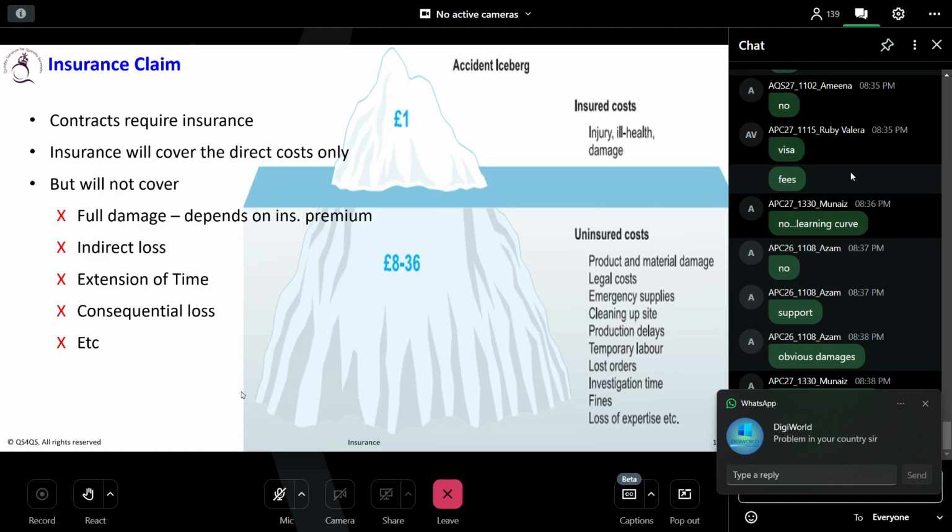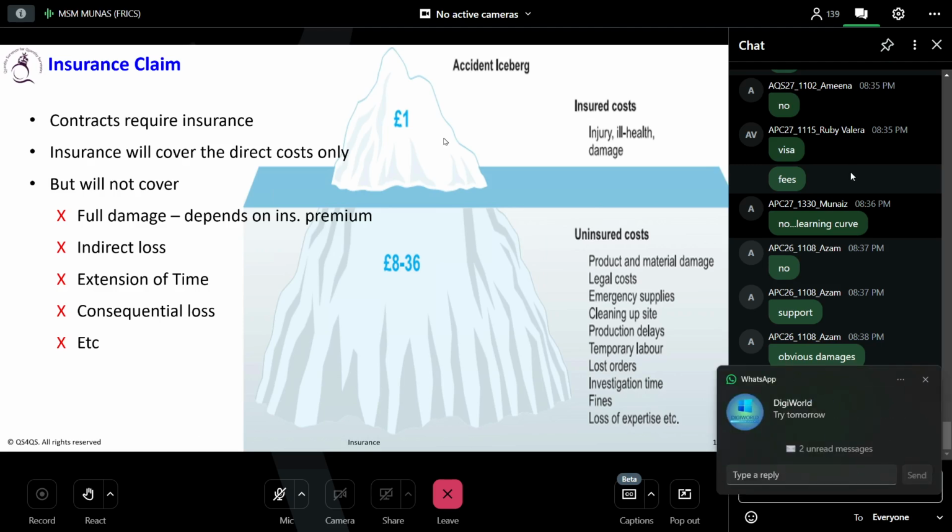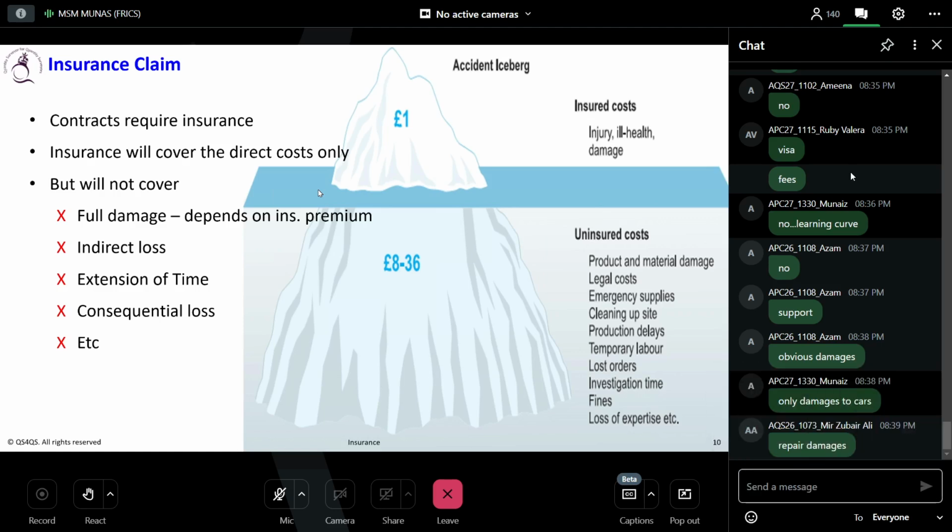So insurance claims are like an iceberg. You can claim a small amount, but a big amount you have to pay as a contractor or employer from your own pocket.